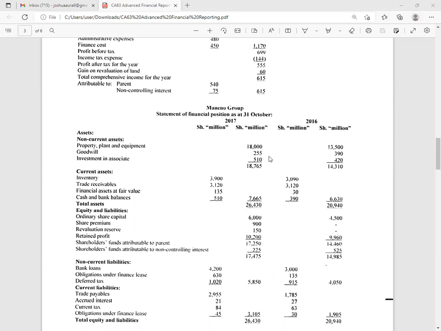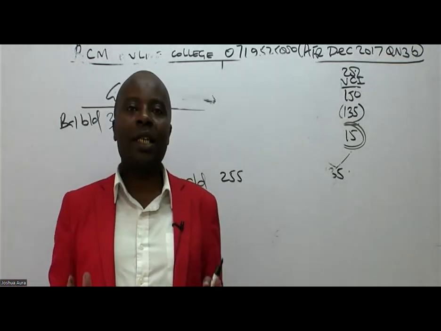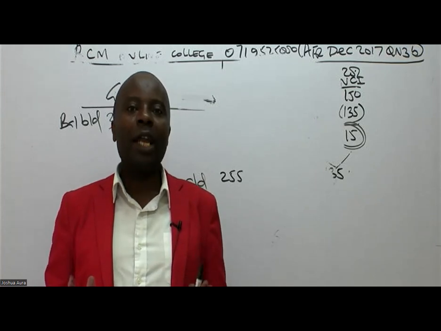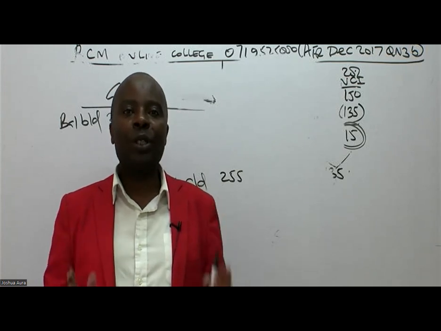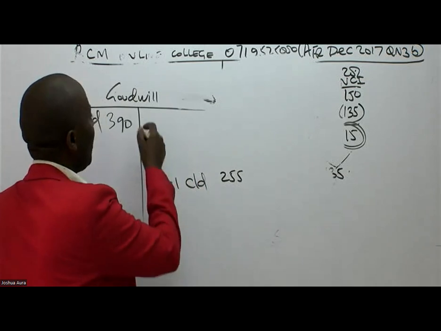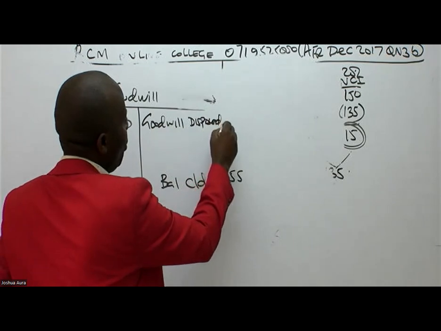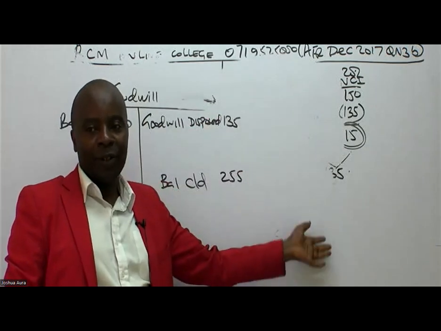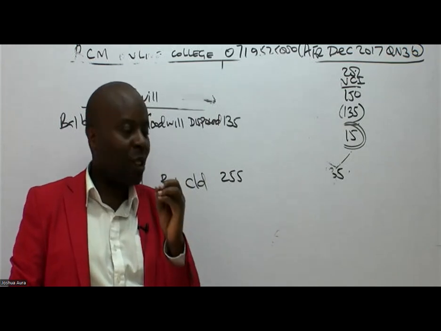The balance that went down there is 255. And then, ladies and gentlemen, remember that in this goodwill account we had some changes in the year. There is a subsidiary that we sold, which had goodwill. Unfortunately, the disposed subsidiary goodwill, we had computed it. So here, goodwill disposed. The total figure of the goodwill of the subsidiary that was disposed was 135.